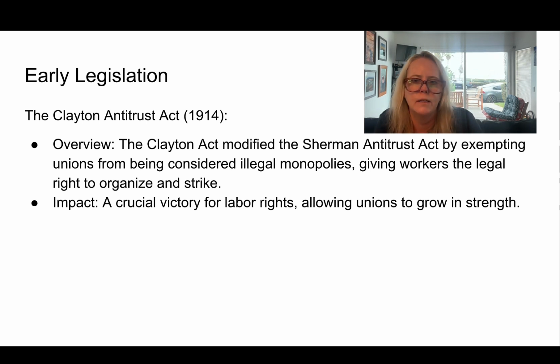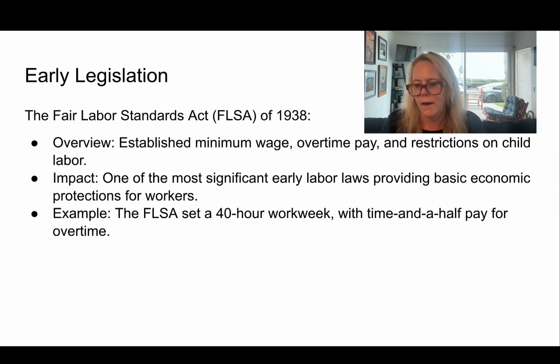The Clayton Antitrust Act modified the Sherman Act by exempting unions from being considered illegal monopolies. So the Clayton Act gave workers the right to organize and strike. So it was a big victory for labor rights, allowing unions to grow in strength. And then some early legislation additionally was the Fair Labor Standards Act, or the FLSA, which established the minimum wage, granted overtime pay, and put restrictions on child labor. So this was a really, really big win for labor. It also set the 40-hour work week and gave us time and a half pay for overtime.